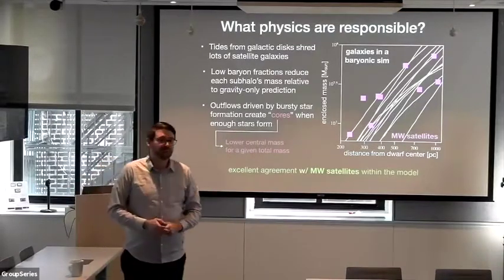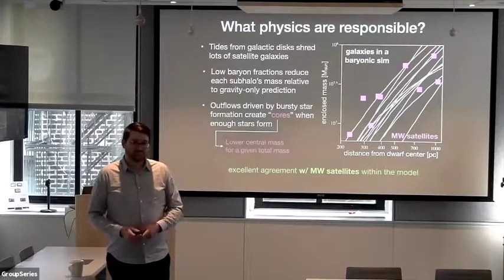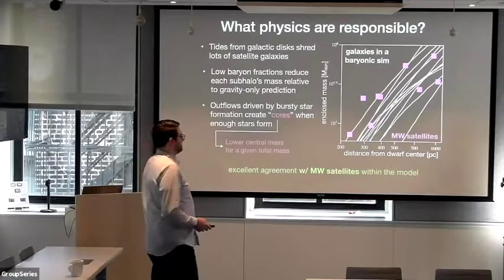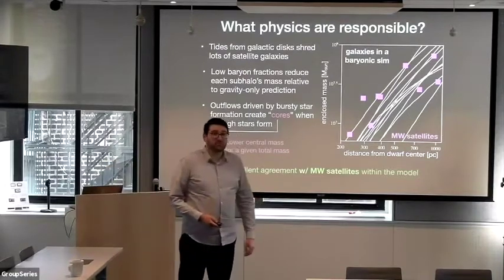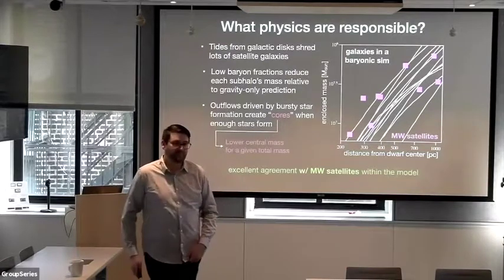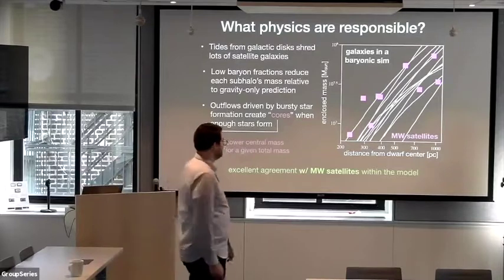Yes? I'm sorry, I'm just staring at this image. The observations, are you showing essentially the outer edge of those observed satellites as squares? Because they don't have profiles. Yeah, so I'm showing the half-light radius, actually. I'm sorry. Yeah. Okay, that's what I missed. Yeah. Thanks. Yeah, so we can only get it at one specific radius.